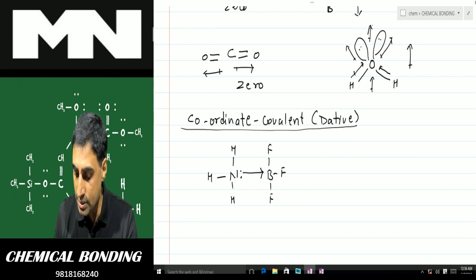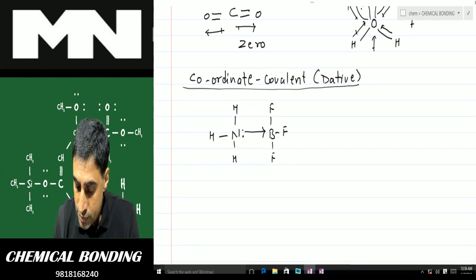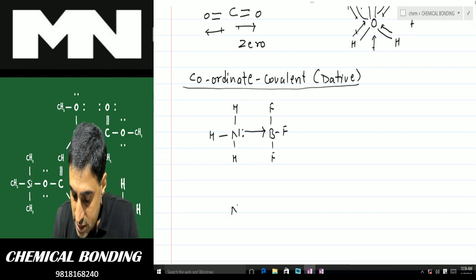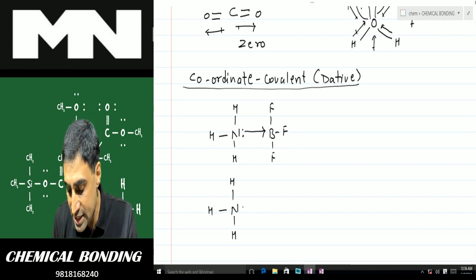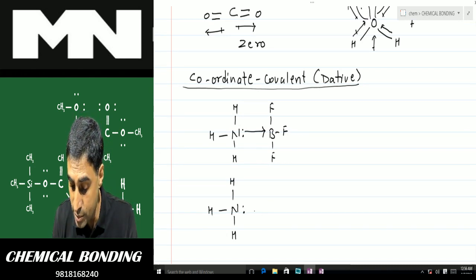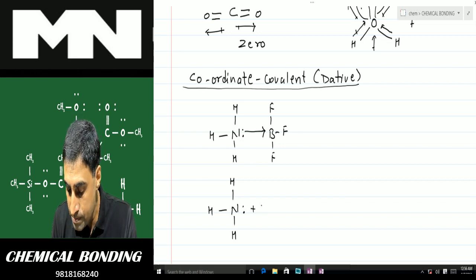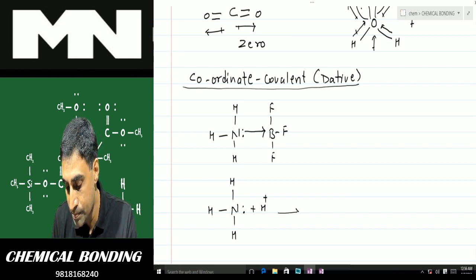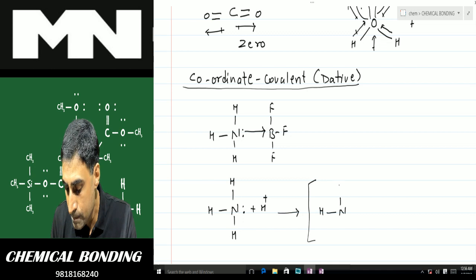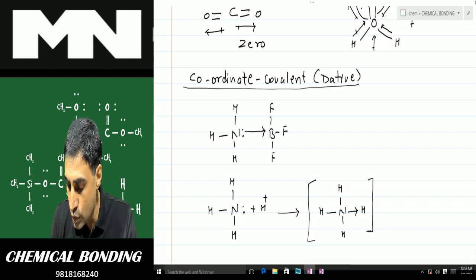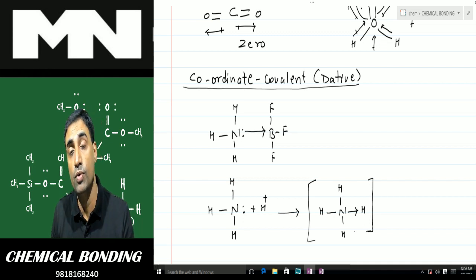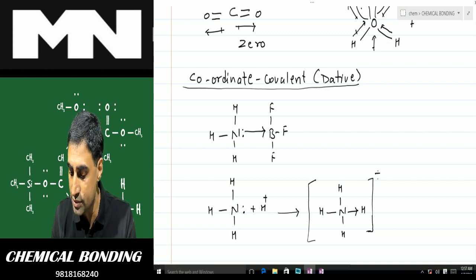I'll give you one more example. We all know that this is ammonia. If I react ammonia with an acid, it gets converted to ammonium. Now what's the structure of ammonium? It combines with H positive ion from the acid and will lead to the formation of a compound like this, where it will donate its lone pair of electrons to H positive ion. Since it is donating its lone pair of electrons to H positive ion, the positive charge will move on the whole molecule. So we'll write the positive charge like this.